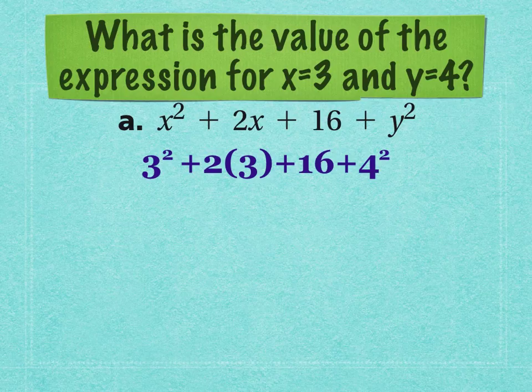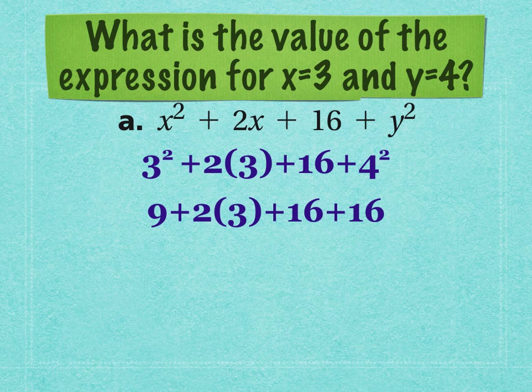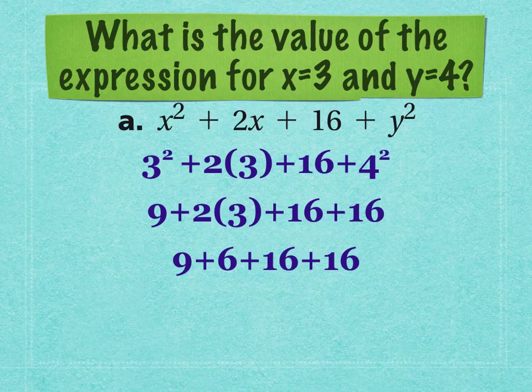Inside of the parentheses, there are no operations to perform, so I need to look for exponents next. I actually have 2 exponents in this problem, and I'm going to do both of them in the same step. So 3 squared is 9, and 4 squared is 16, which gives me 9 plus 2 times 3 plus 16 plus 16. I do have multiplication. 2 times 3 is 6. And then once I've done the multiplication, I'm left with only addition, so I'm just going to work my way from left to right. 9 plus 6 plus 16 plus 16 should give me a final answer of 47.